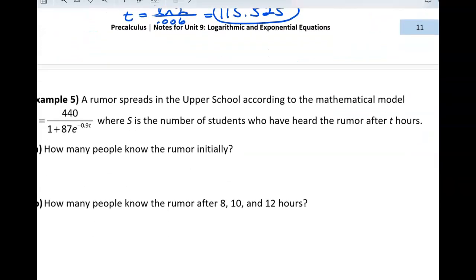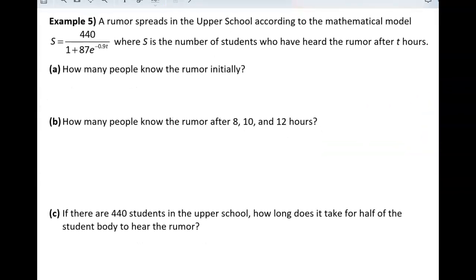All right, let's go on to another model. This is what's called a logistic growth model, and it could be used for the spread of a rumor. It can also be used for the spread of infectious disease. It actually is a model that's used by epidemiologists. And in this model, we're just spreading a rumor, or we're talking about the spread of a rumor. S is the number of students in the upper school who have heard a rumor after T hours. And S is equal to 440 over 1 plus 87e to the negative 0.9t.